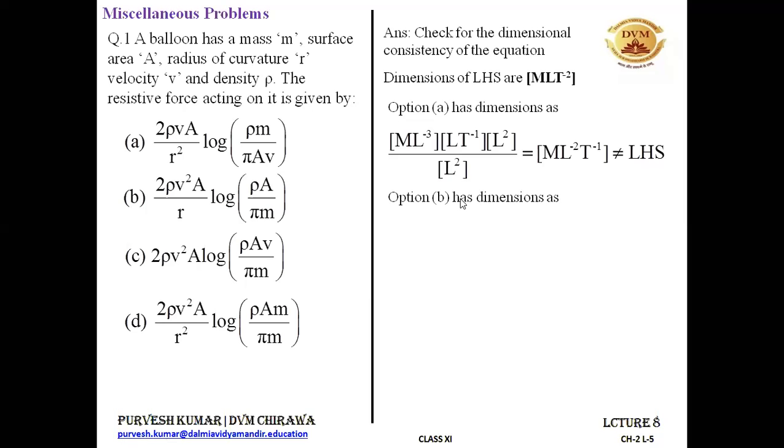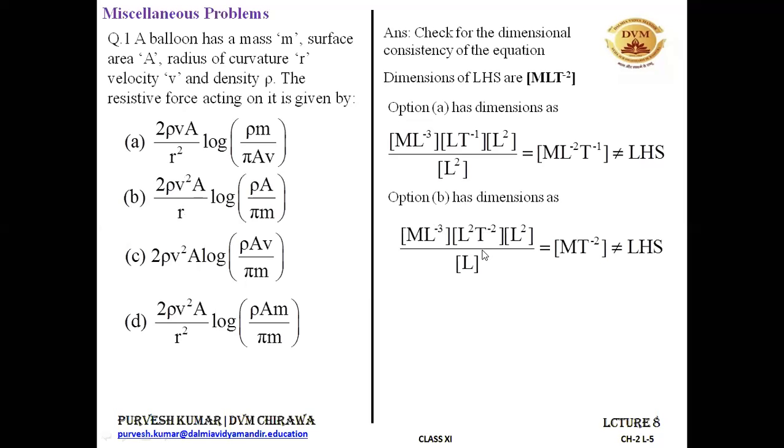And for solving up the dimensions of option B, we just need to solve the dimensions of 2 rho V square A by R. 2 does not have any dimensions. Rho is having dimensions ML minus 3. So V square is LT minus 1 square. That is L square T minus 2. When you square LT minus 1, you will be having L square T minus 2, and A is again L square, and for R you can write L.